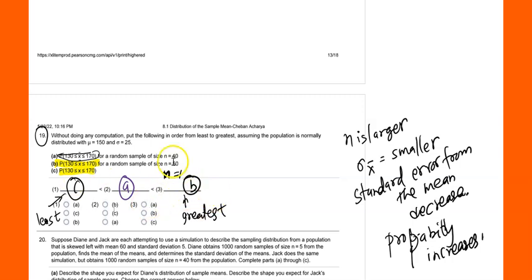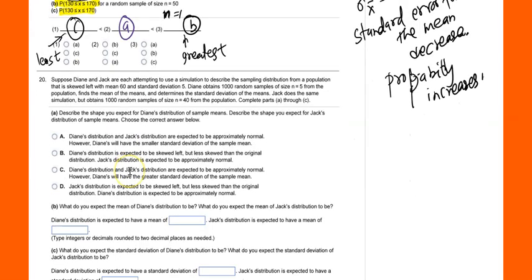As long as the sample size is more, the probability is more, and with less sample size, the probability is less. Does it make sense? That's question 19. Okay, question 20. This is the last one here, and we're done with the section.